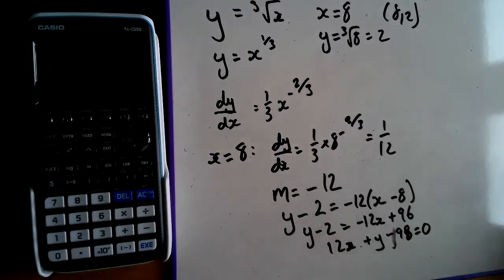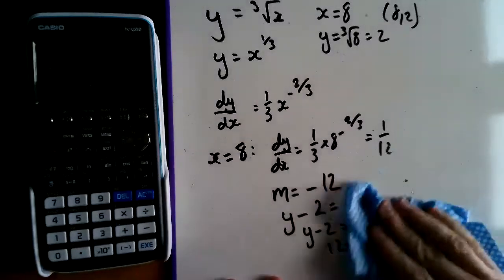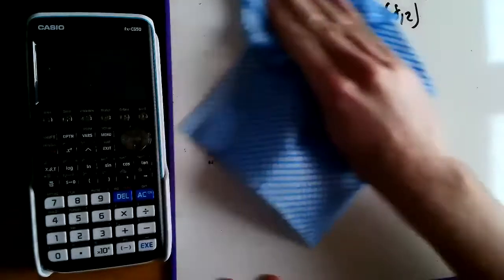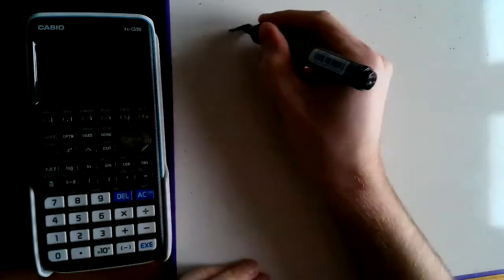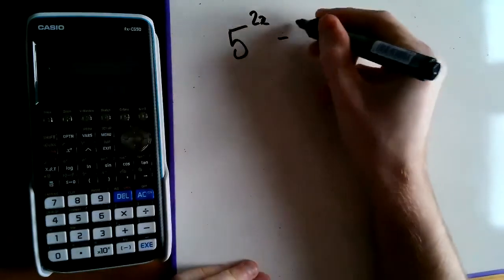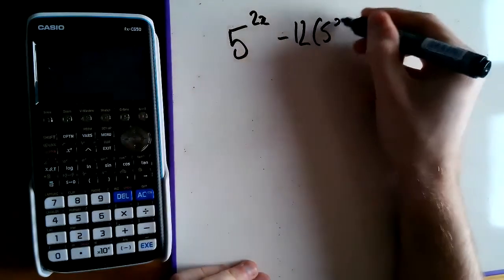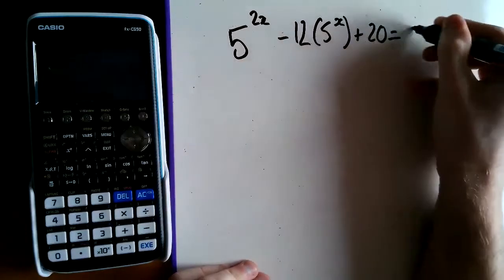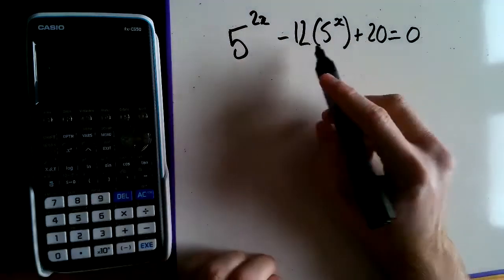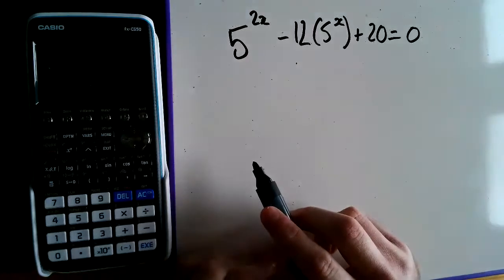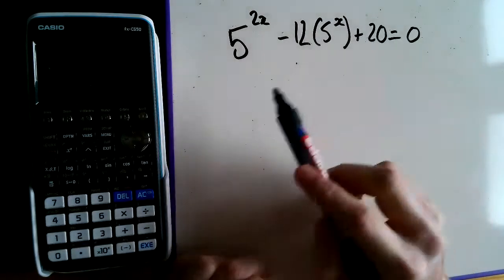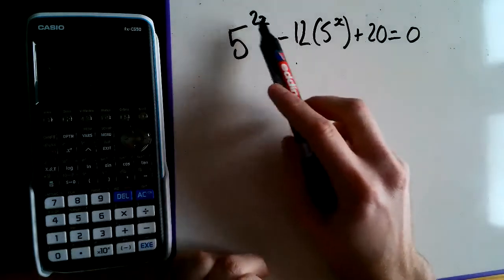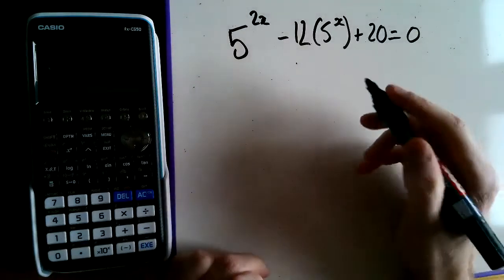Okay, next one. We've got an equation: 5 to the 2x minus 12 times 5 to the x plus 20 equals 0. Don't be tempted to times these together and get 60 to the x. Remember, that doesn't work. Instead, be suspicious because we've got 3 terms and one has double the power of the other, so it looks like a quadratic.